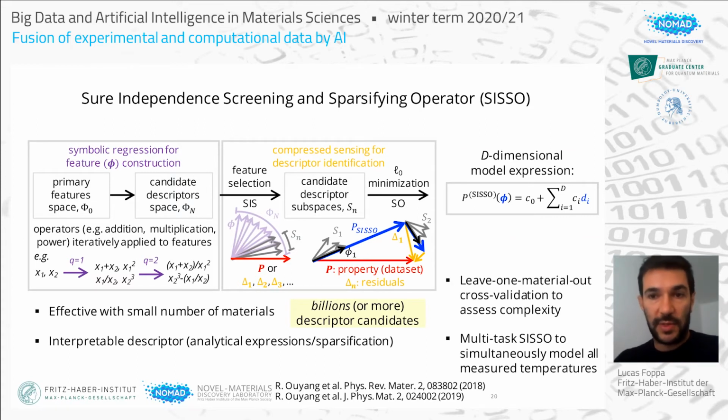So in this specific work here, we are using leave-one-material-out cross-validation to assess the complexity that we need for each of the models. And we are using something called multitask SISSO, described in this second publication here, which is a transfer learning approach that allows us to simultaneously take into account all the measured temperatures during the catalytic test. And this is what we use in this case.